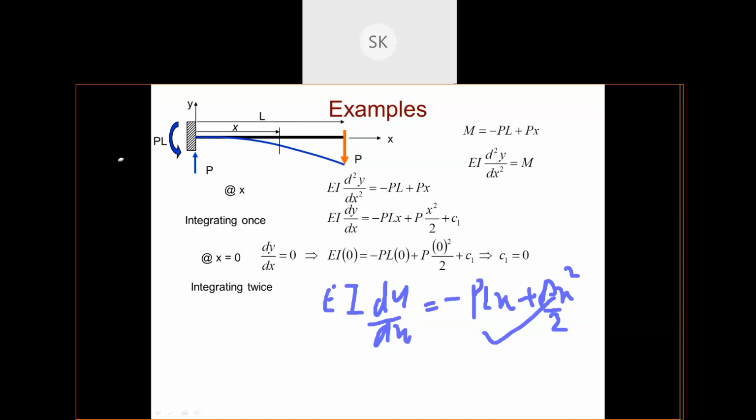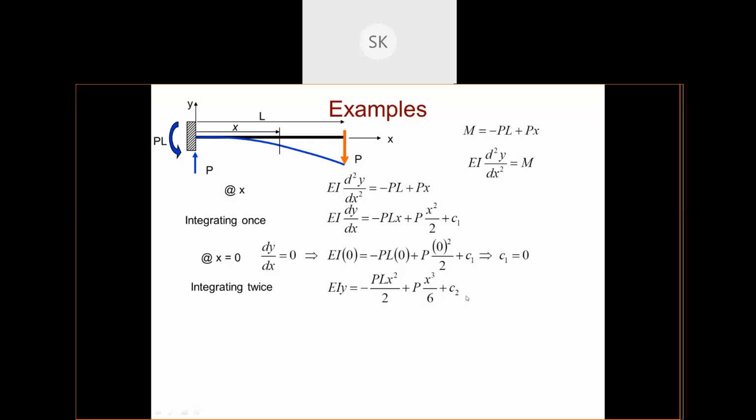Okay. Now let's see, now integrating twice. Now I'm integrating this equation again. When you integrate dy by dx, you will get y. You have x. When you integrate x, you will get x square by 2. So minus PLx square by 2 plus, when you integrate x square, hope this part is clear to you. When you integrate x square, what will happen? It will be x cube by 3, right? So again x cube by 3, 3 into 2 is 6, plus there is a constant value c2.